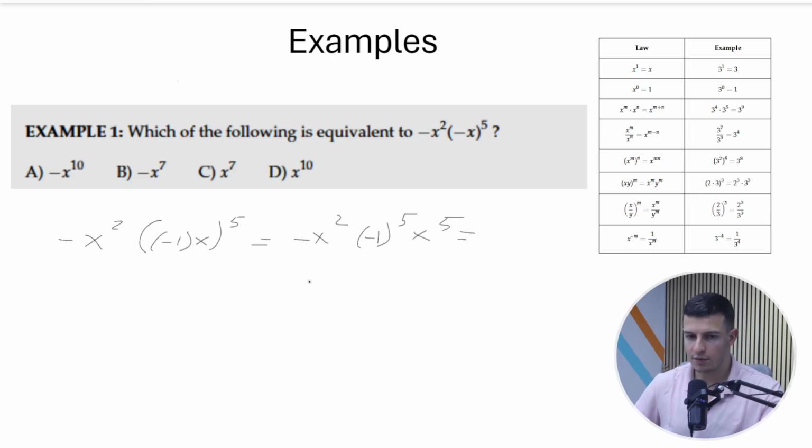So that's going to be negative x squared times negative 1 times x to the power of 5. Now, since the bases are the same, we can add the exponents using the rules. Negative x to the power of 7 times negative 1, and that is going to be just x to the power of 7. So the answer is going to be C.